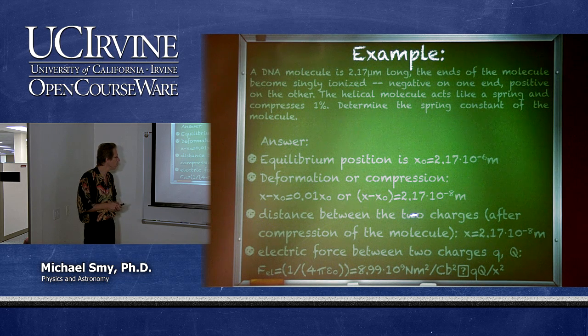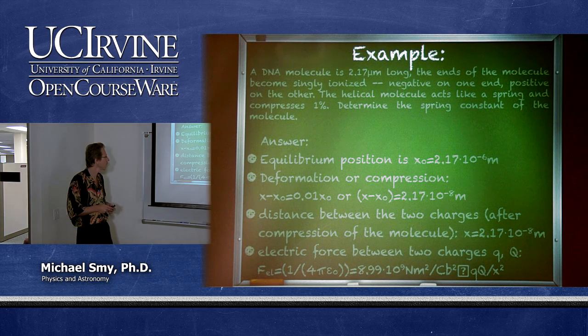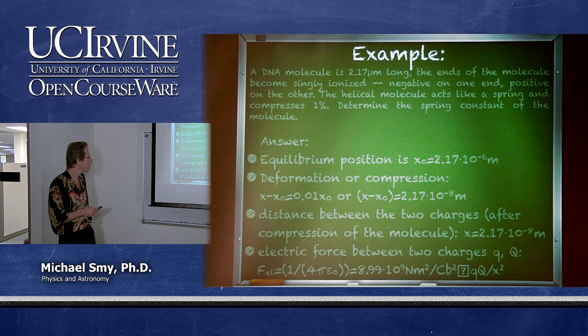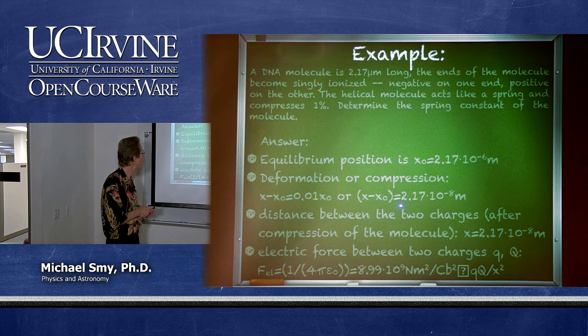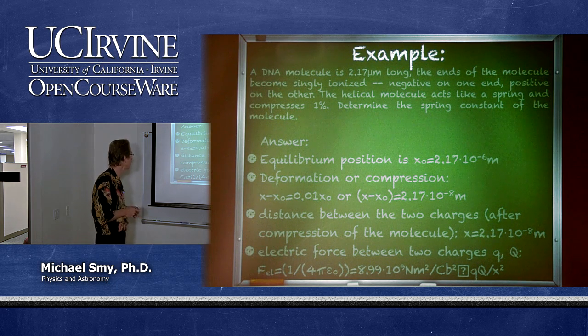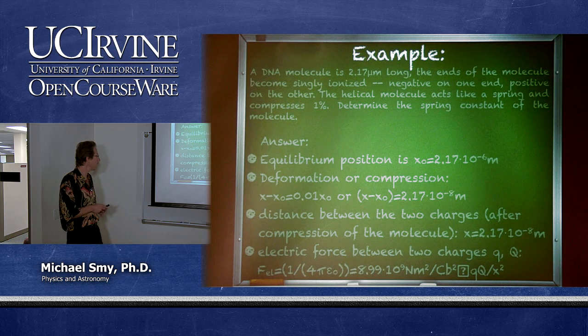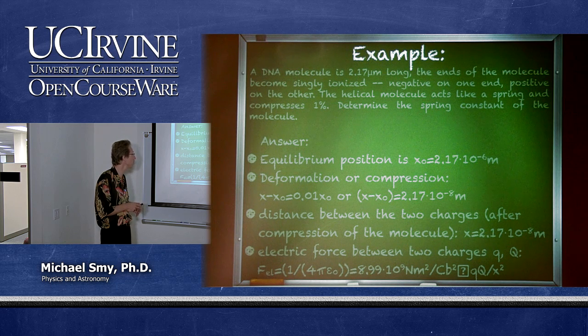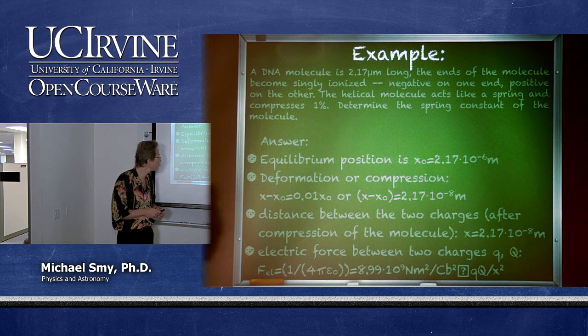And that is this factor of 1%. Therefore, the distance between the two charges is no longer 2.17 times 10 to the minus 6, but it is slightly smaller. So it is 2.15 times 10 to the minus 6. The electric force between the two charges can be calculated as 1 over 4 pi epsilon naught times the charges squared over the distance squared. And 1 over 4 pi epsilon naught is 8.99 times 10 to the 9 newton meter squared over coulomb squared.